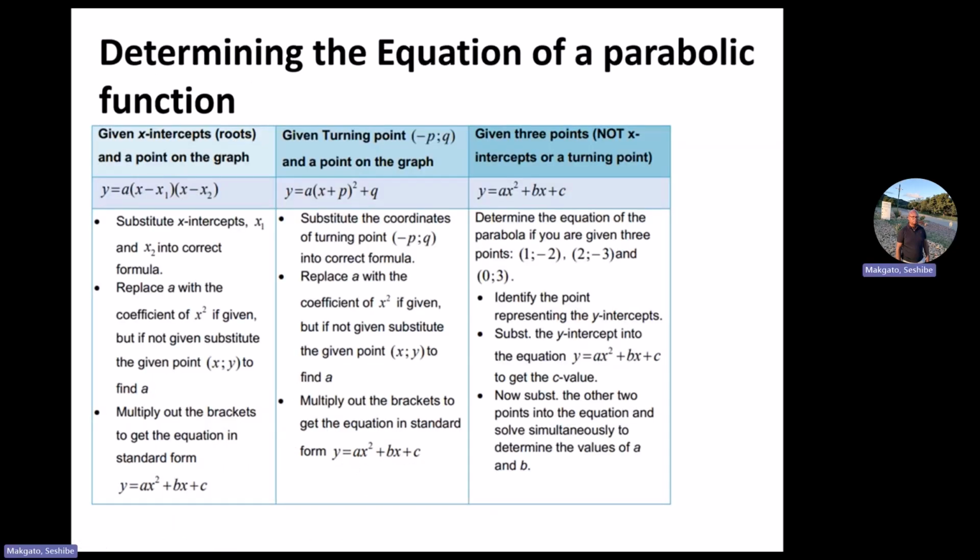Moving quickly to determining equations of parabolic functions. These are the equations. Now, in this case, you need to know how to determine the turning points for the x and how to determine the turning points for the y-intercept for each and every given function.